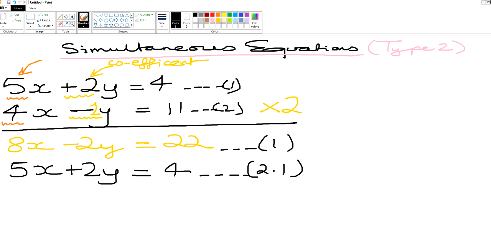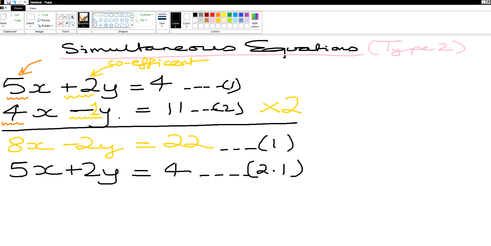Now we are once again in the privileged position of having the coefficients of y being opposite. Okay, they weren't opposite, we made them opposite. Now that they're opposite, they are similar to type 1, so we can deal with them easily. How do we deal with opposite coefficients? Plus.